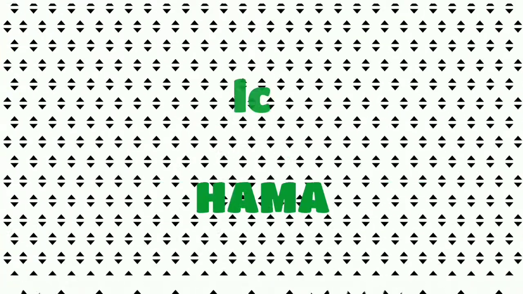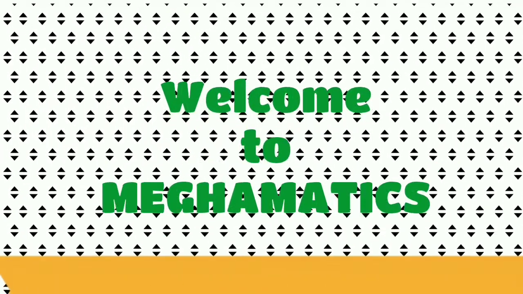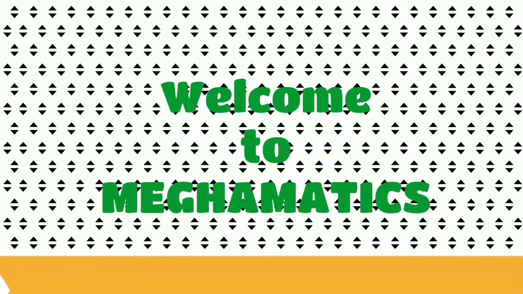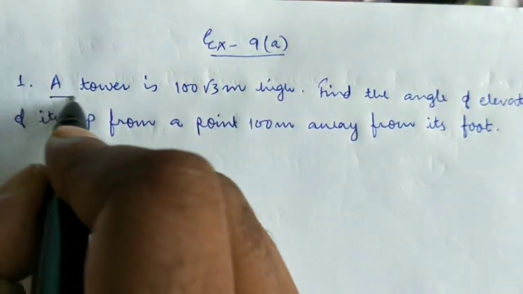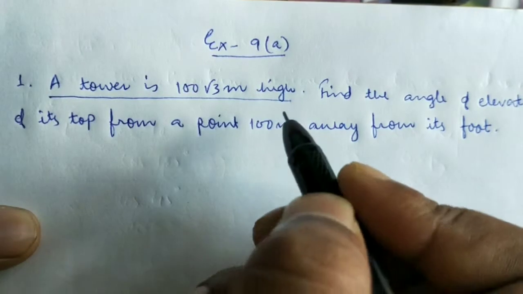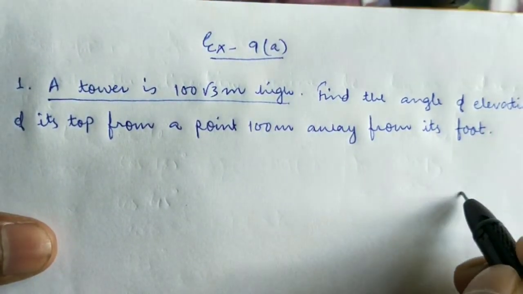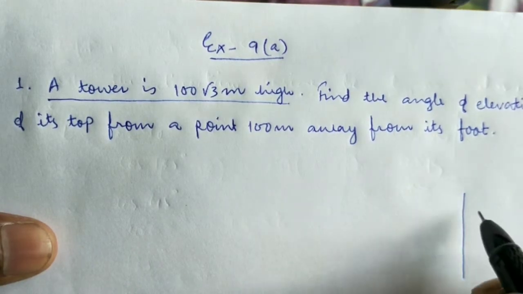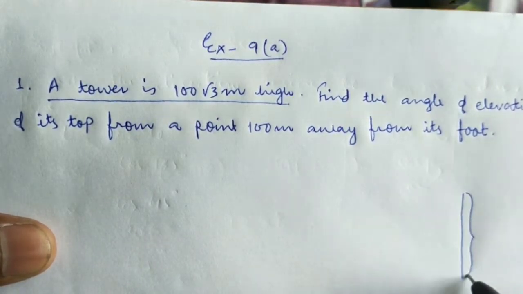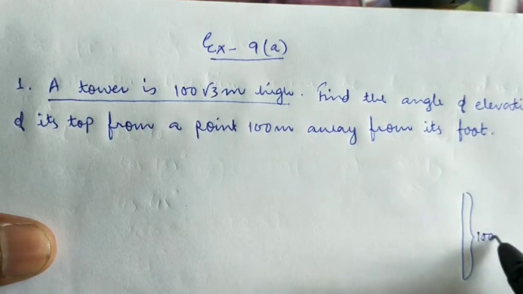Good morning everyone. Today in this video we'll learn some applications of trigonometry. So here the question: a tower is 100√3 meter high. It means a tower is standing on the ground which is 100√3 meter. And you can see here the tower is 100√3 meter.